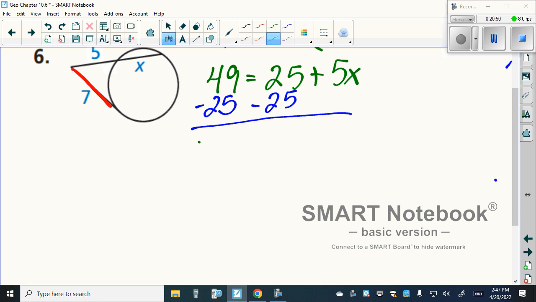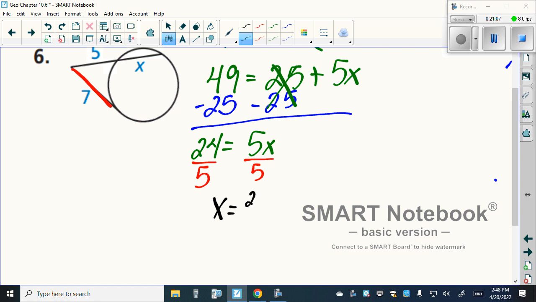Now our 49 minus 25 would be 24. These here become 0, giving us 5x. Lastly, we divide both sides by 5. So we can leave it as 24 over 5, or, yes, 4.8.